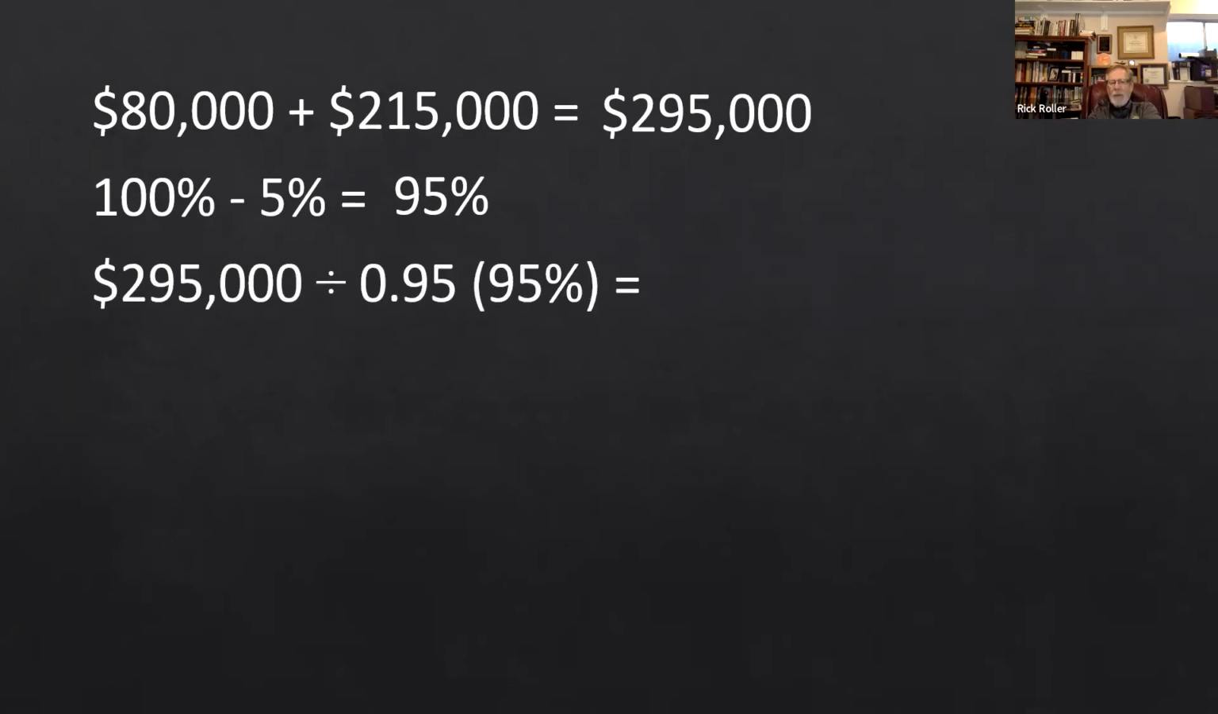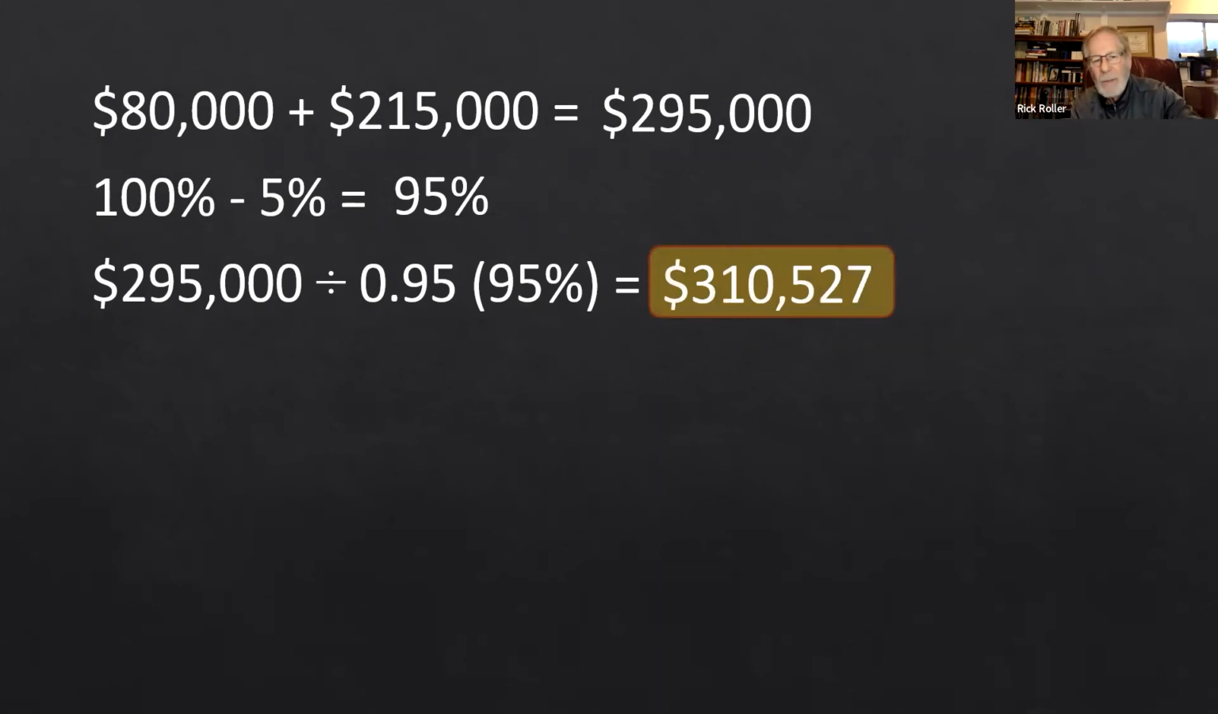Right. And so we're going to divide the 295 by its reciprocal, the percentage that represents of the whole. And what percentage is that? Well, that's 95%. Why? Because we took off the commission. So if you take the 295 and multiply that by 5% and try to add that to the value, they're not going to get their $80,000. They're going to be short a few $1,000s.